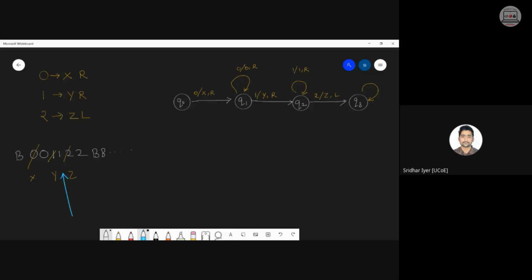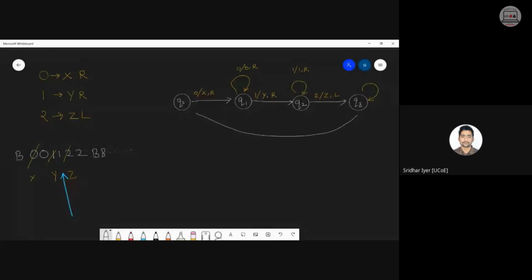Exactly similar logic. Try to recollect what we had done yesterday. While moving to the left, which symbol should we move further till? Yeah, correct. Till X. So what we are doing is from Q3, we will make a transition to Q0.